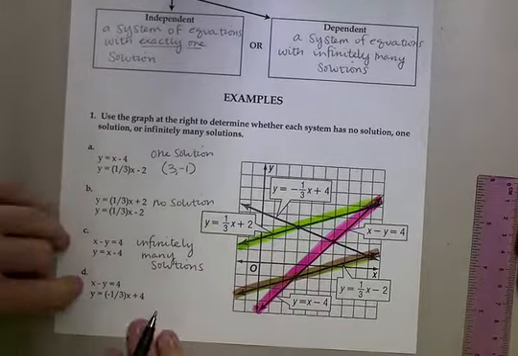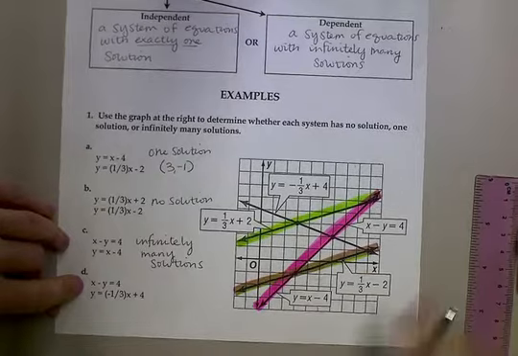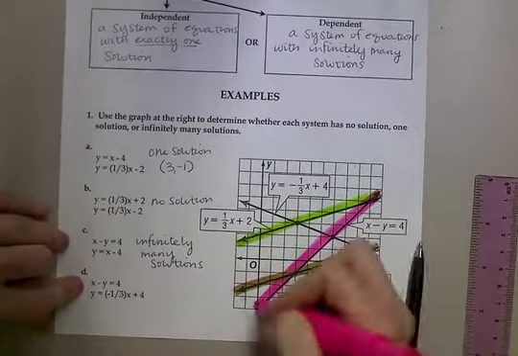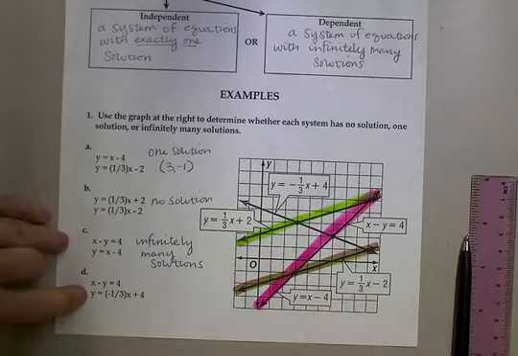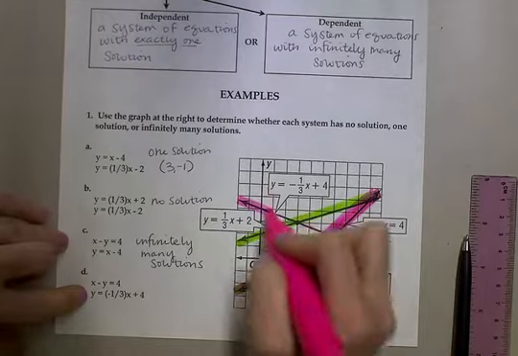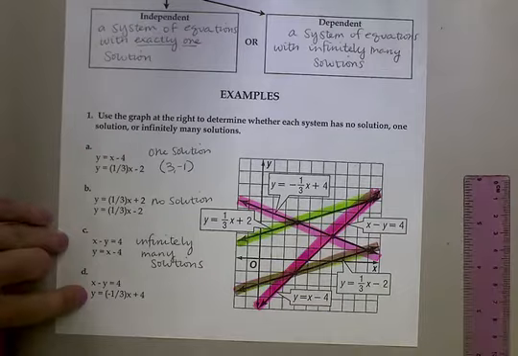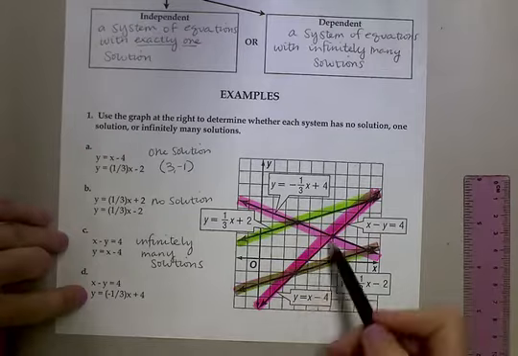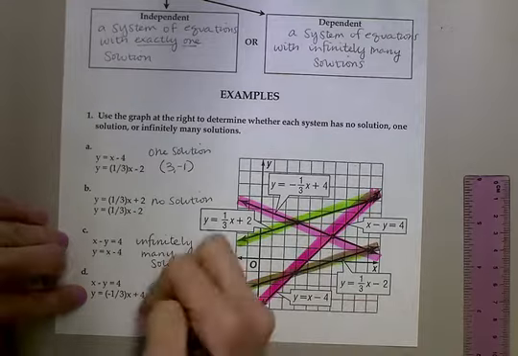Okay, the last example, we are looking at x minus y equals 4. That's this one here. And we're looking at -1/3 x plus 4, this one here. Okay, it looks like this is the case of intersecting lines. We now have one solution. It looks like they cross in only one place, right here at the point (6, 2).